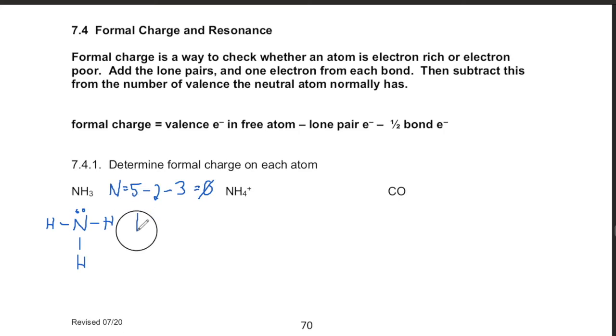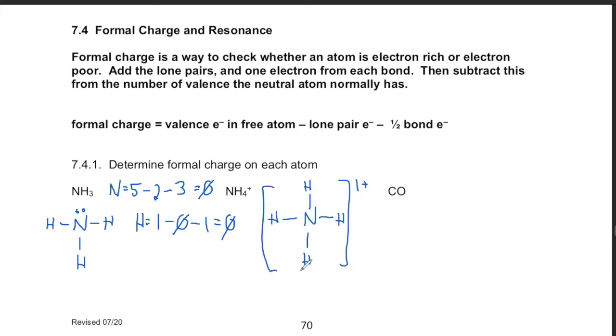We mentioned that nitrogen does like to have 3 bonds and 1 lone pair, so that's a stable situation for nitrogen. Hydrogen, each of these is pretty much in the same scenario, so we could just do the hydrogen once because it's the same for all of these. They all brought 1 valence electron, they have 0 lone pair electrons, and they have 1 bond. So we have a 0 formal charge on each of these hydrogens as well.